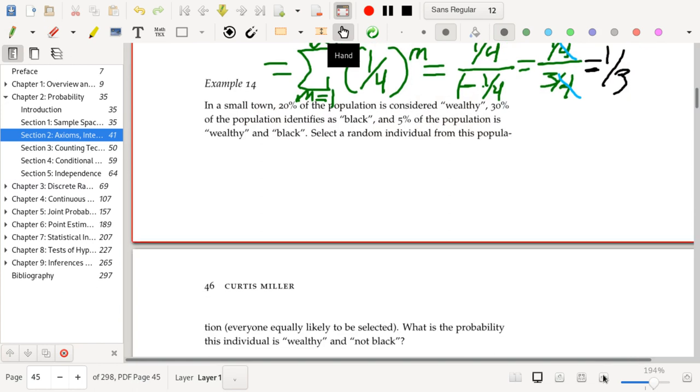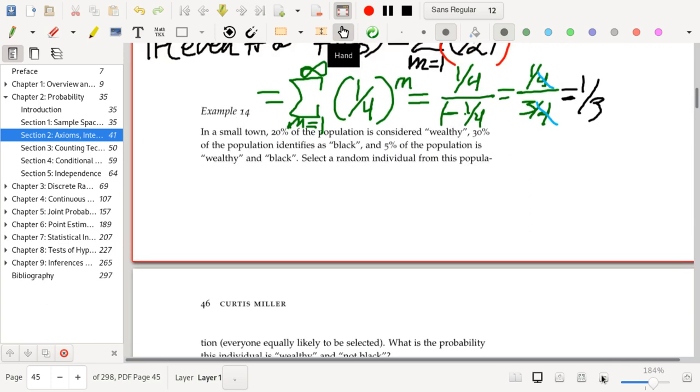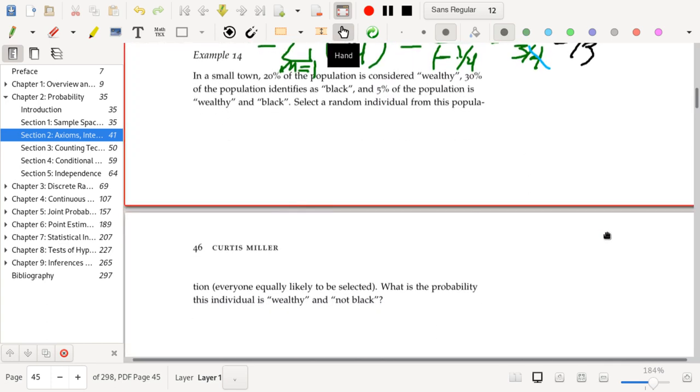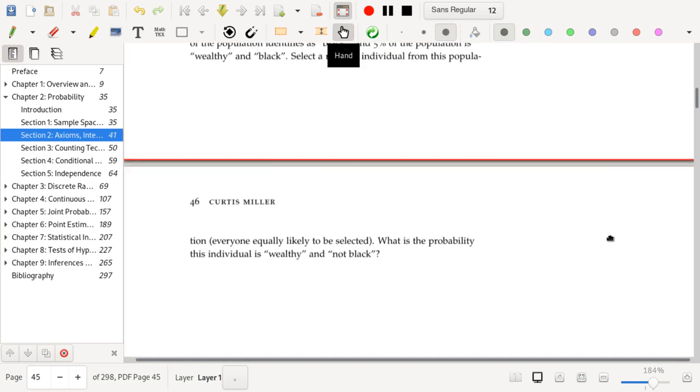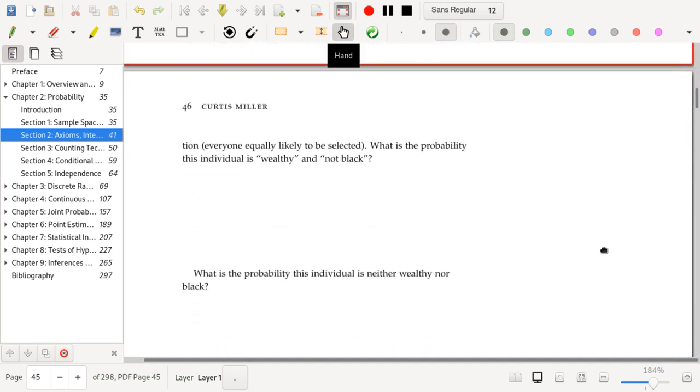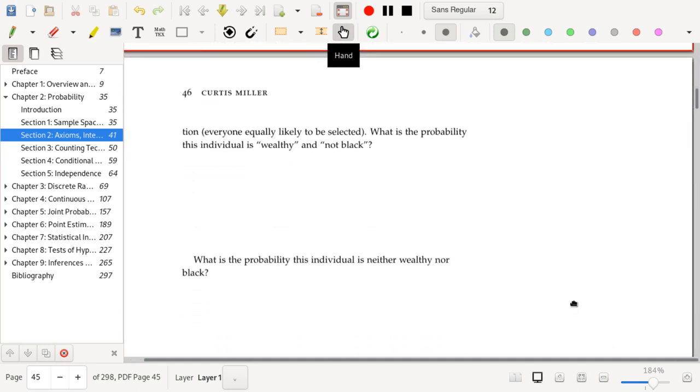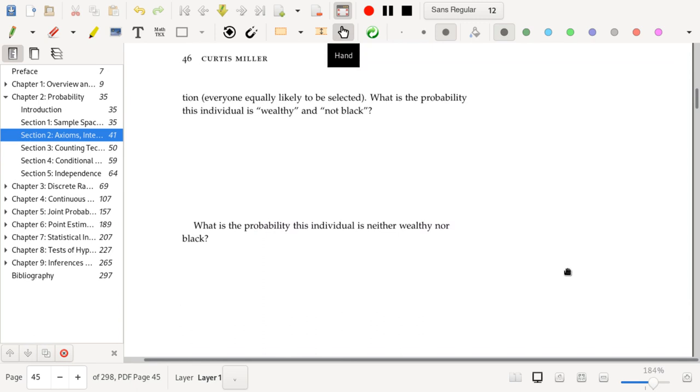Okay, example 14. In a small town, 20% of the population is considered wealthy, 30% of the population identifies as black, and 5% of the population is wealthy and black. Select a random individual from this population, everyone equally likely to be selected, but I don't think that actually matters to this problem so much because of how I've laid it out. What is the probability that an individual is wealthy and not black?